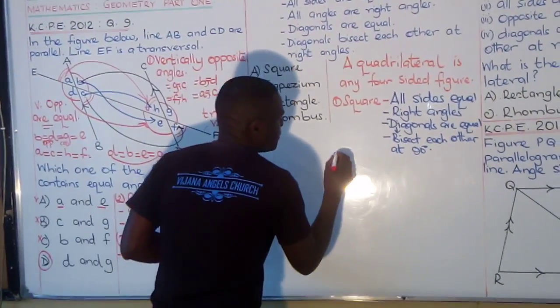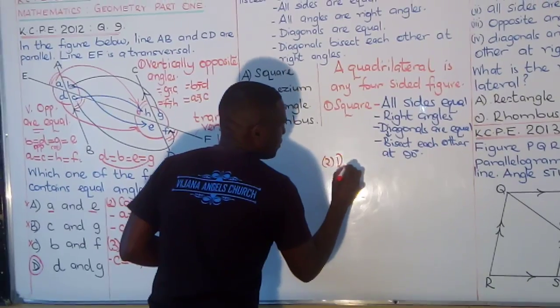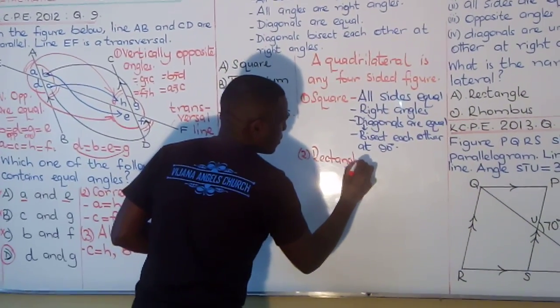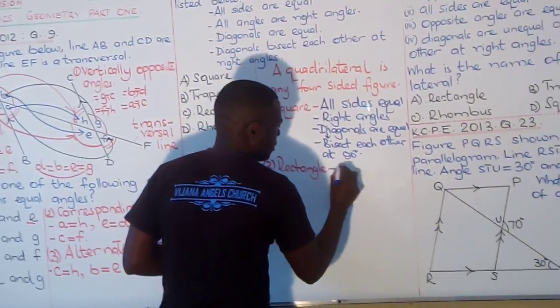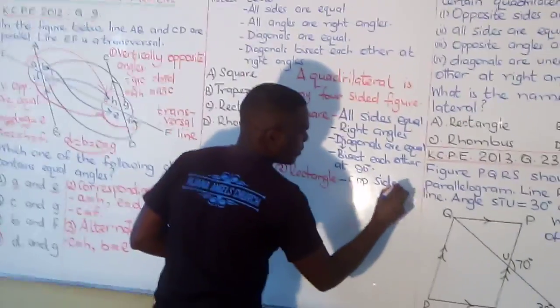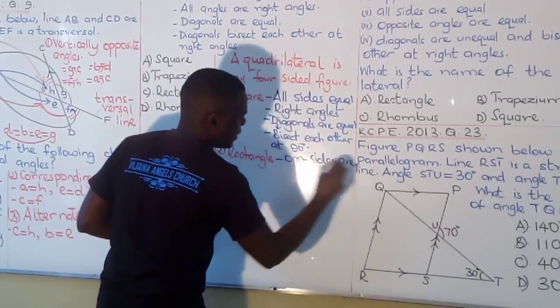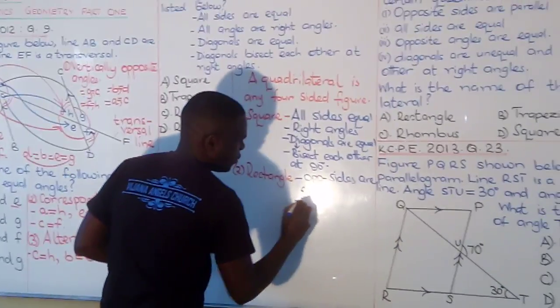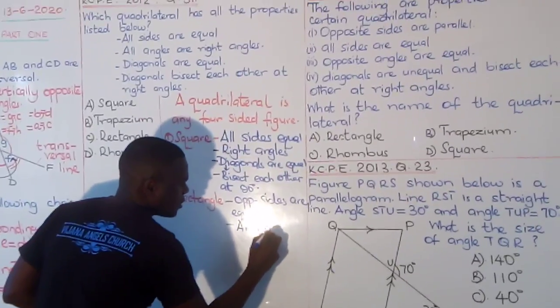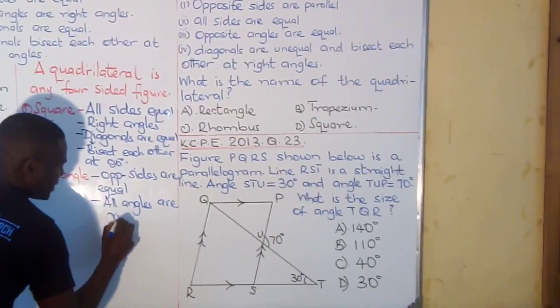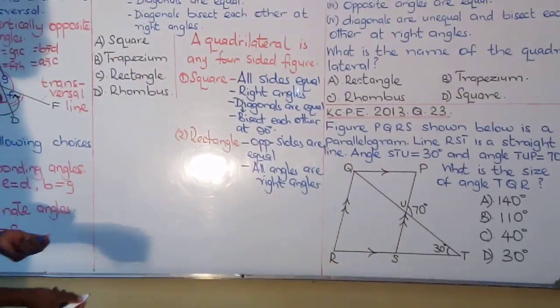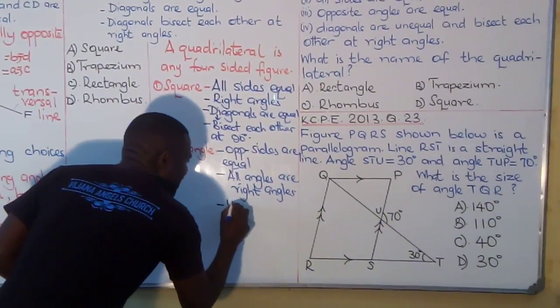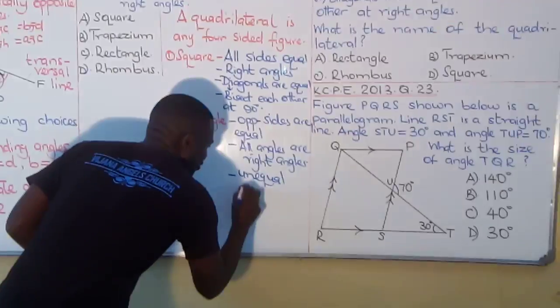Then we come to number 2, a rectangle. In a rectangle, opposite sides are equal. All angles are right angles. Diagonals are unequal.